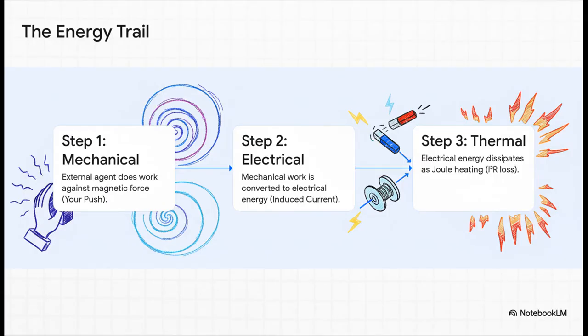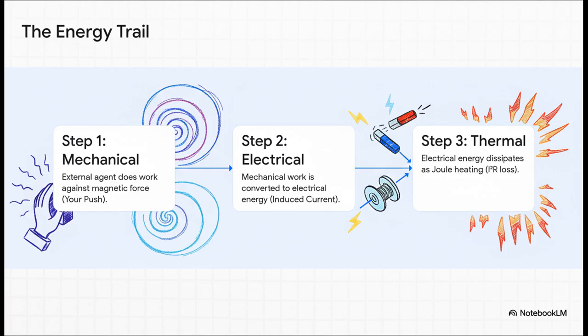And here it is. It's a really simple three-step journey. First, you've got your mechanical work. That's your push. That gets converted into electrical energy, which shows up as an induced current. Then, that current has to flow through the wire, which has some resistance, right? And just like in any circuit, that struggle creates thermal energy. The wire heats up. So it's always mechanical to electrical to thermal.